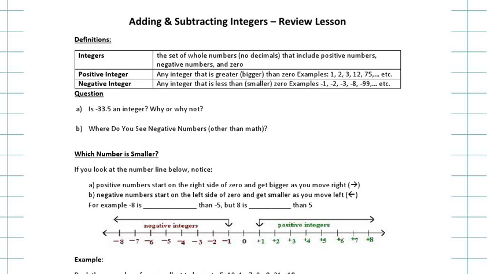So you have the positive integers, which are the numbers that are bigger than zero, and you have the negative integers, which are the numbers that are lower than zero. Okay? So is negative 33.5 an integer? No, because it has a decimal in it, right? So no, because integers do not include decimals.